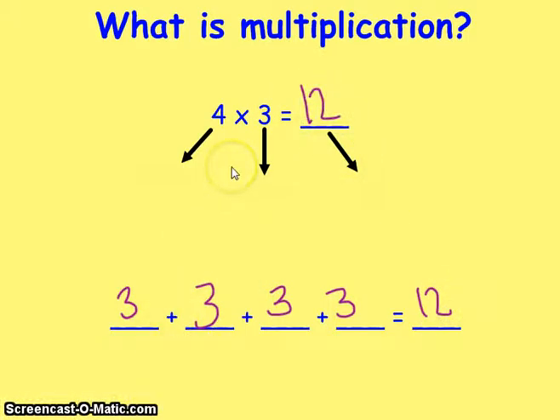We also learned the name of each part of our multiplication sentence. 4 and 3 have the same name, and they are called factors. 12, the answer to our multiplication equation, is called the product.